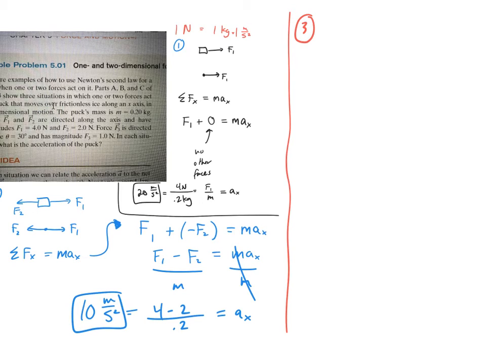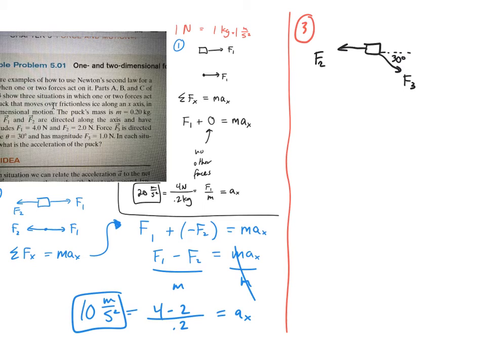Situation number 3. The puck is now here. The puck still has F2 pulling against it, but it now has F3, and F3 is pulling down at an angle of, I don't know what the number turned out to be, what they gave, 30 degrees, yeah. 30 degrees south of east. So here's my third diagram now. We're slowly working our way up into vector components. So my third diagram is given there.